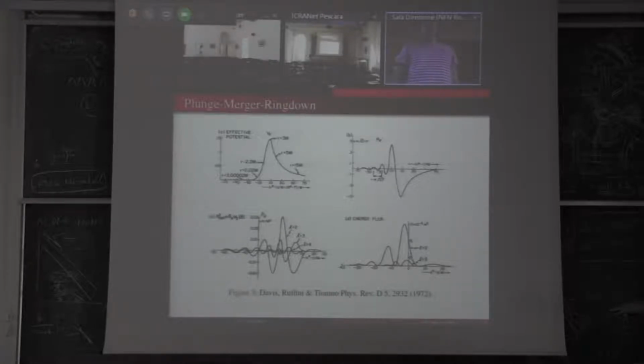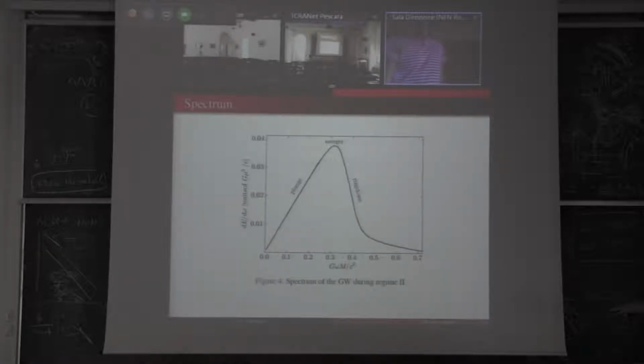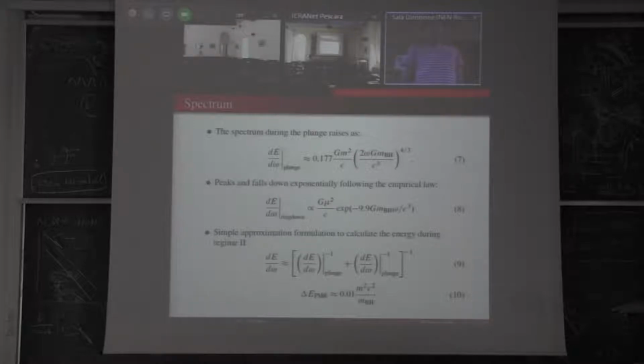These are the plots of the particle falling into a black hole. You can see that the peak of the potential is near the light ring and is near the maximum of the gravitational wave emission. The third part is the plunge, where the particle is almost absorbed into the black hole, then the merger, and then the ringdown of the black hole. So the spectrum in the first part rises as a power law, and then it falls off. So we can estimate the energy emitted in this part as shown in equation 10.